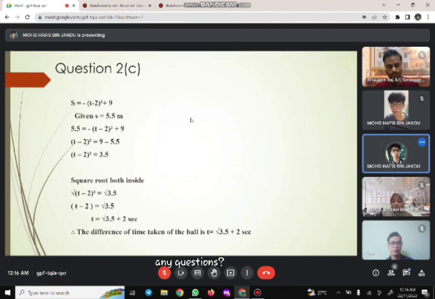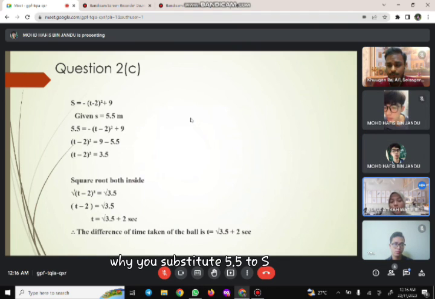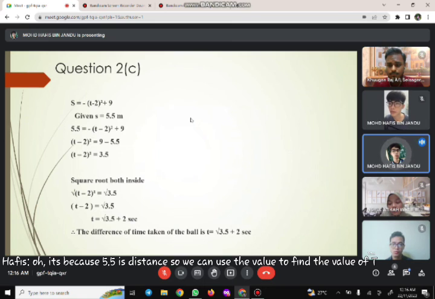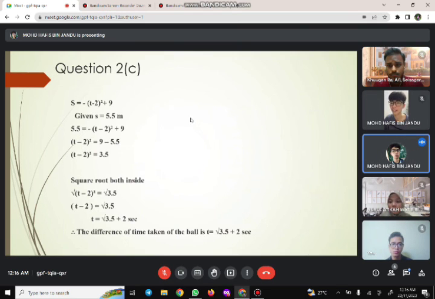Are there any questions? I have a question. Why did you substitute 5.5 to s? Oh yeah, it is because 5.5 meters is the distance, so we can substitute it in s to find the value of t. Oh, okay. Thank you.